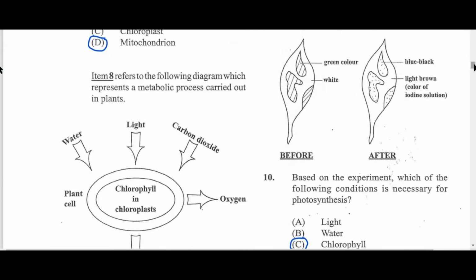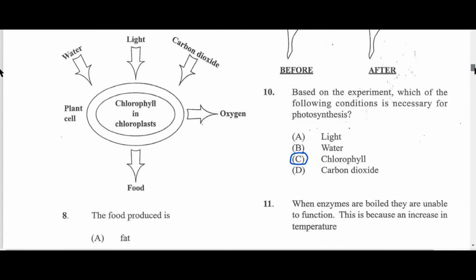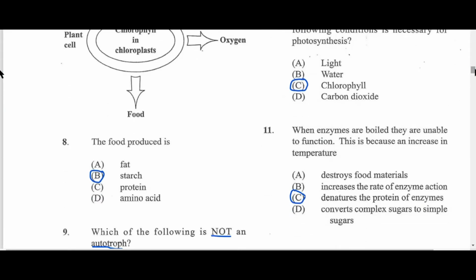Item 8 refers to the following diagram, which represents the metabolic process carried out in plants. Now, we look at the diagram here. Water, light, carbon dioxide is needed. It says it's a plant cell. Chlorophyll, of course, is there in the chloroplast, and the cell is giving off oxygen and food. Now, the food produced is starch. Starch is usually stored in the leaf of plants, with the exception of onion and scallion that would be storing reducing sugar. My answer here is going to be B.